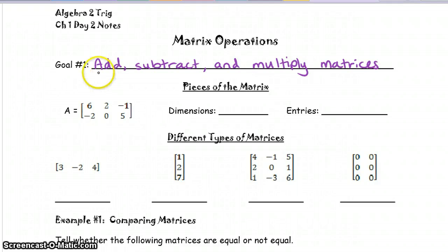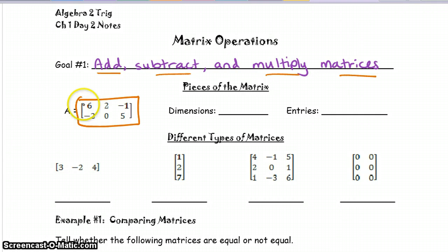Hi, today we'll be adding, subtracting, and multiplying matrices. Quickly, what is a matrix? A matrix is an array of numbers that are organized in a matrix, and the matrix is defined by these brackets right here. The numbers inside are called entries.